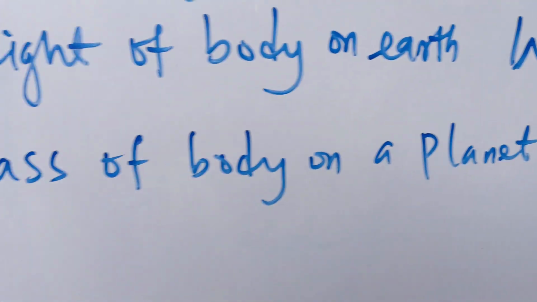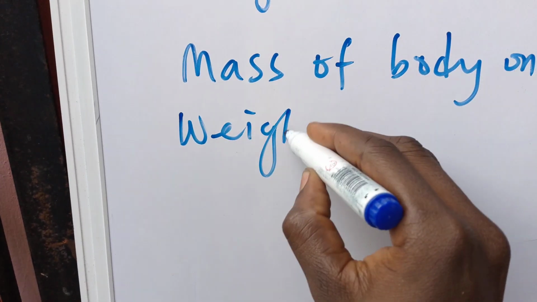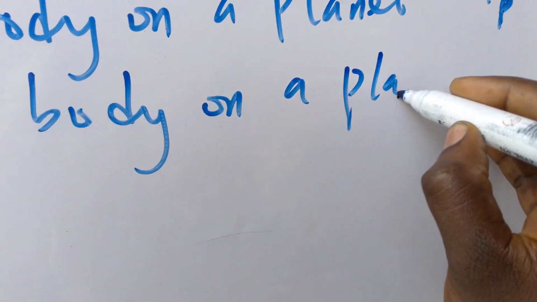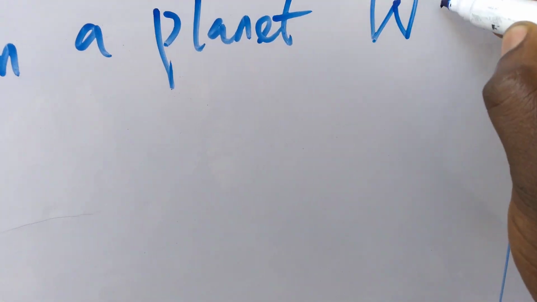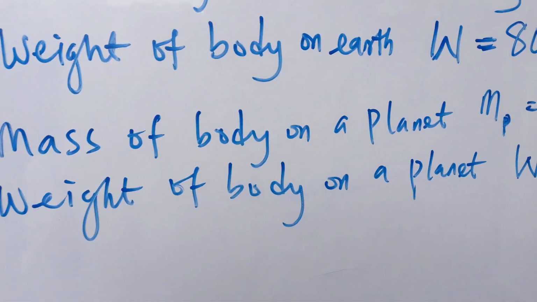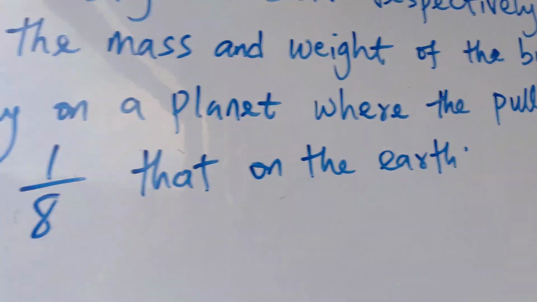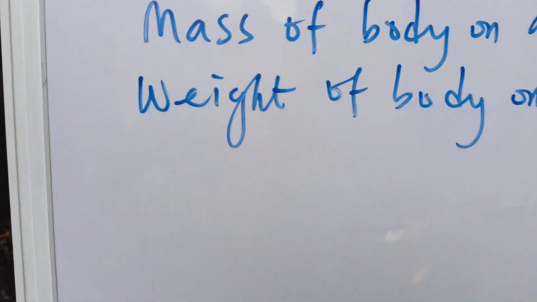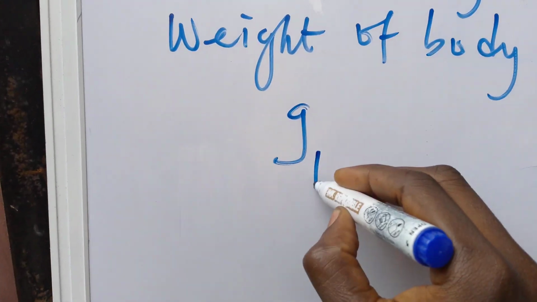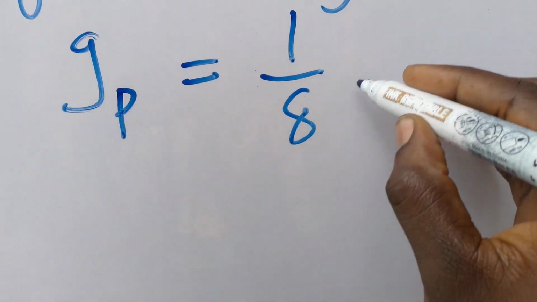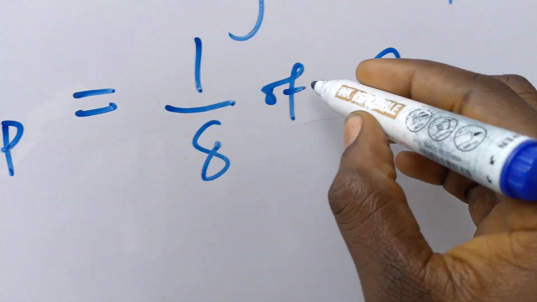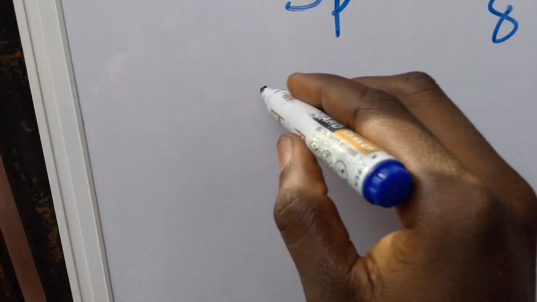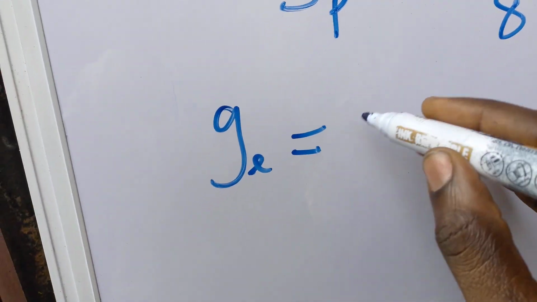MP is unknown, and the weight of body on a planet is W, is also unknown. Alright, it says where the pull of gravity is 1 over 8 that on the earth. So it means that the pull of gravity on the planet is 1 over 8 of the pull of gravity on the earth's surface.